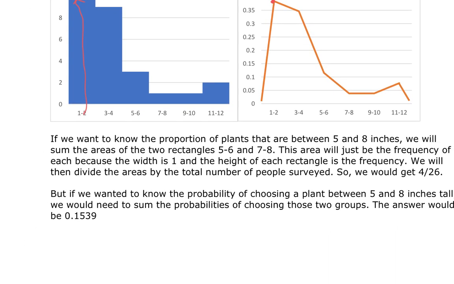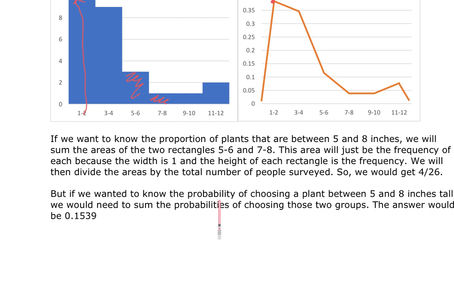Now, if we want to know the proportion of plants that are between 5 and 8 inches, we will sum the areas of the two rectangles, between 5 and 6, and 7 and 8. This area would be the frequency of each one with a width of 1, and each height of the rectangle is the frequency. So what we know then is that this area here would be 4 out of 26, because I've got 3 plus 1 more is 4, and there are 26 pieces of data.